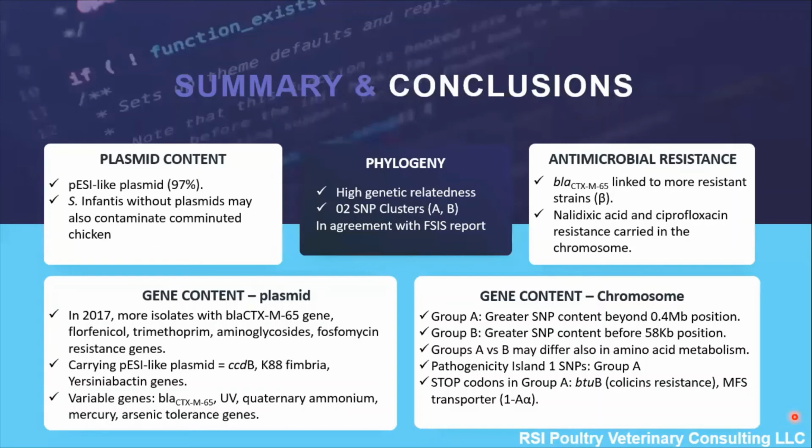We detected mutations affecting stop codons, such as the mutation in the vtuB gene that may provide Salmonella Infantis with resistance to colicins. We conclude that genes with mutations might be useful to distinguish individual isolates of interest.